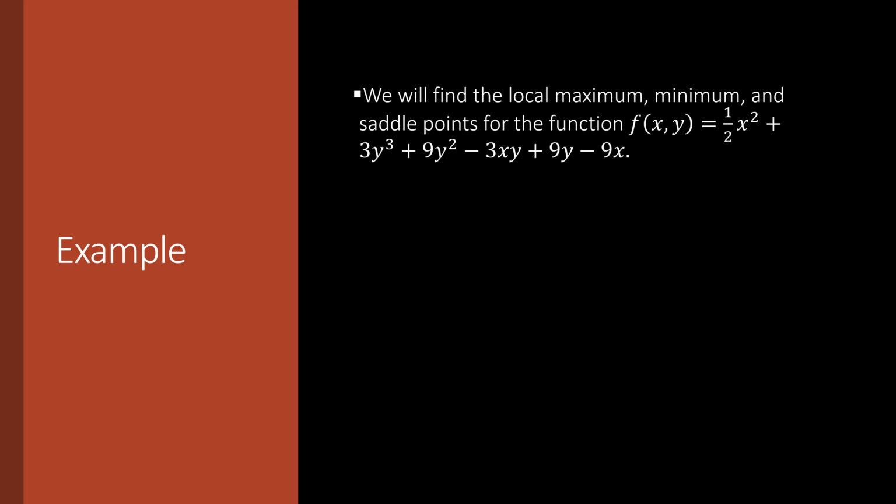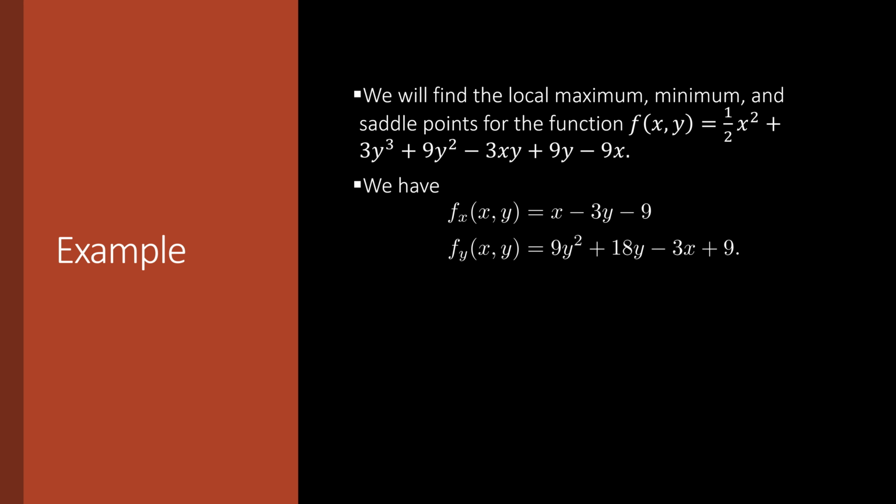So let's look at an example. So let's take this function here, f of x y is 1/2 x squared plus 3y cubed plus 9y squared minus 3xy plus 9y minus 9x. So we have the partial derivative of f with respect to x is x minus 3y minus 9, and the partial derivative with respect to y is 9y squared plus 18y minus 3x plus 9.